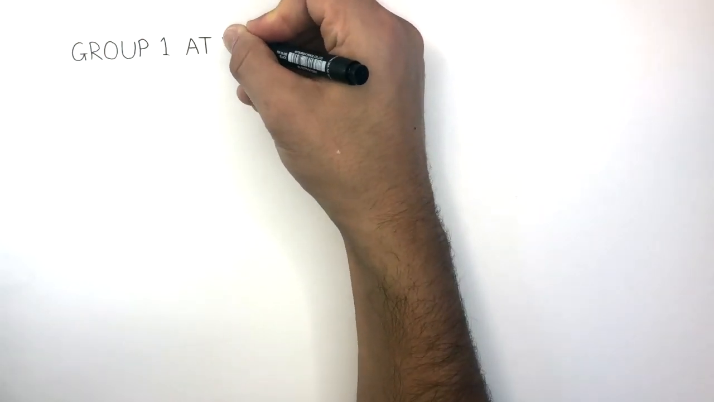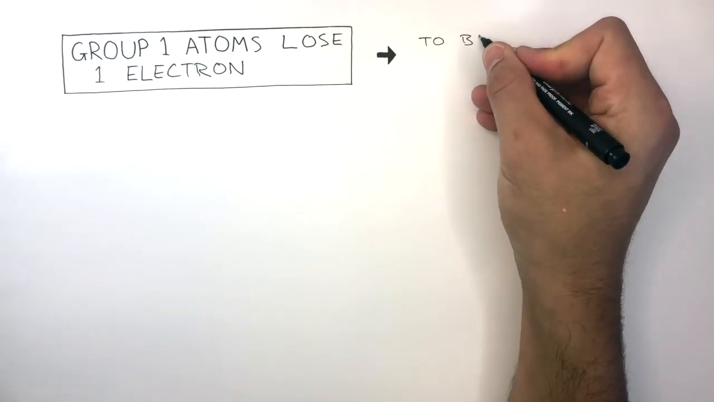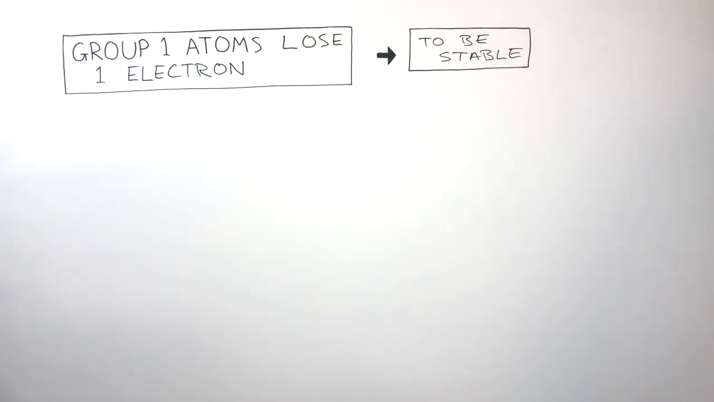So Group 1 atoms lose one electron to be stable. We're now going to build on our understanding of the atomic structure of alkali metals to understand how they react. Lithium has an atomic number of 3, therefore it has 3 electrons. We can write the electronic configuration as 2.1. This will help us to draw the electronic configuration below.